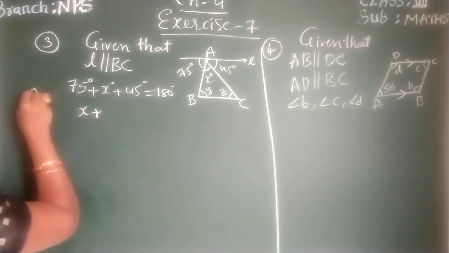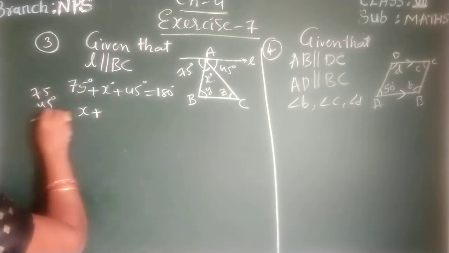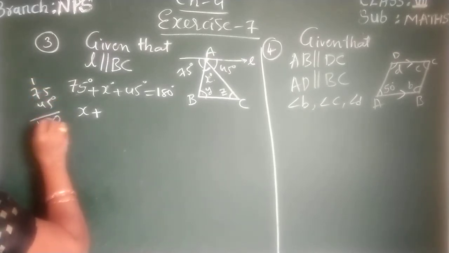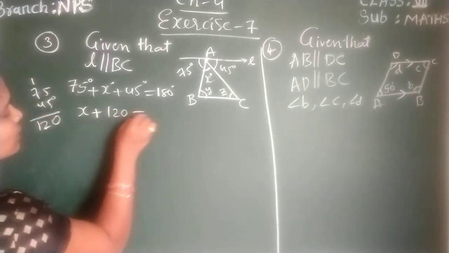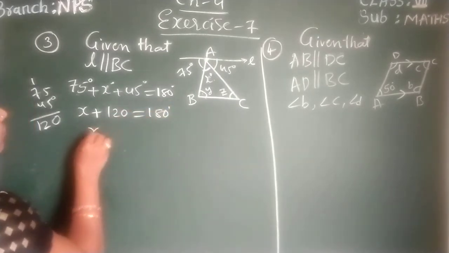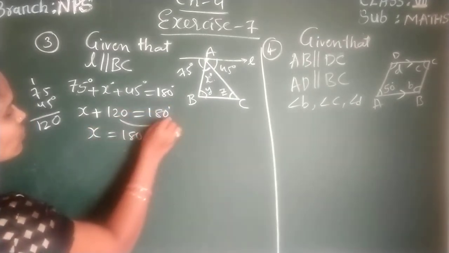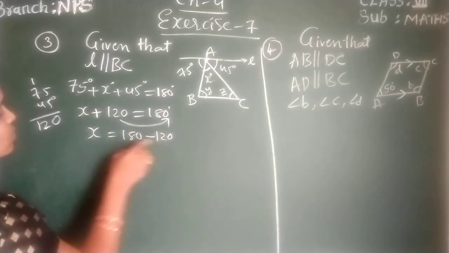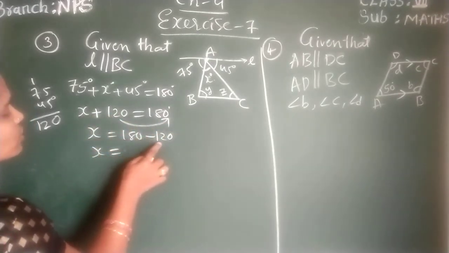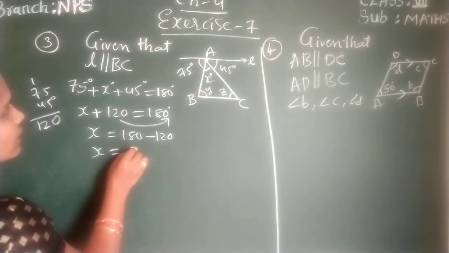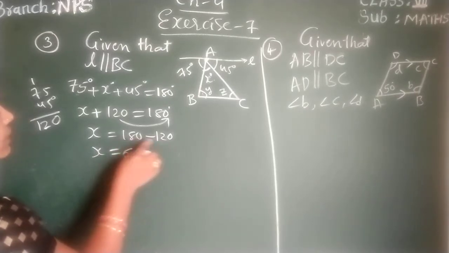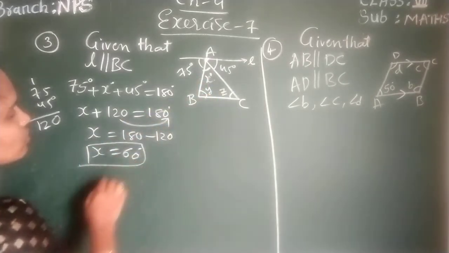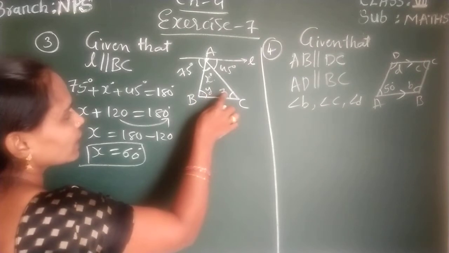Now 75 plus 45 you should add. How much will you get? 75 plus 45, 120. So x plus 120 is equal to 180. Now x, transpose of plus 120 minus 120. Now how much will you get for the x value? Here it is 60. 180 minus 120, 60. Now after getting the x value, you can find y and z.